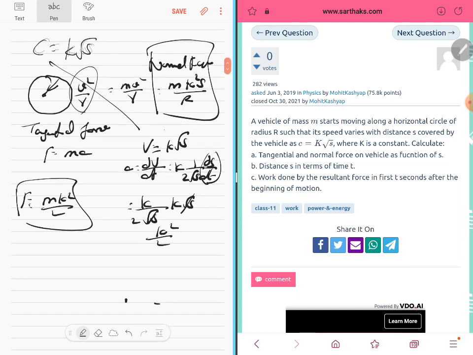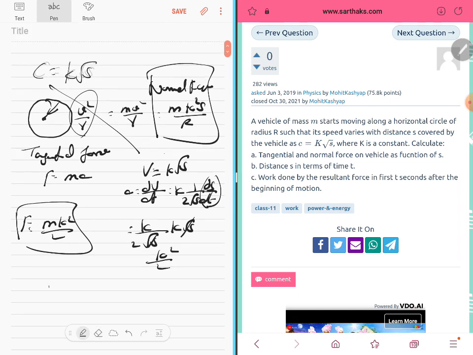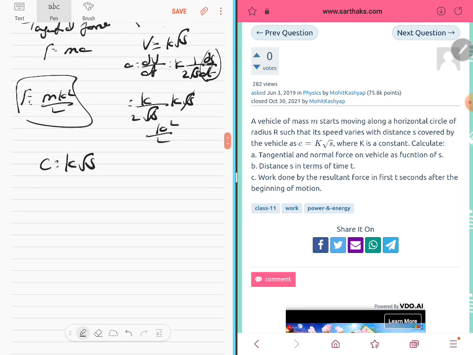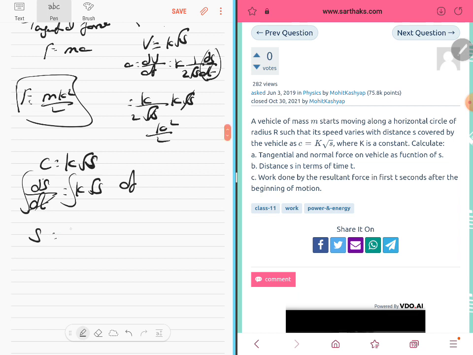Next is the distance s in terms of time. They have already given that v is equal to k into root s. You have to find the distance s in terms of time, which means this can be written as ds by dt equal to k into root s. Taking the dt to the other side and integrating both sides, you'll get s to the power 3 by 2 by 3 by 2. But this is in terms of dt. So something is not okay with what I have written.